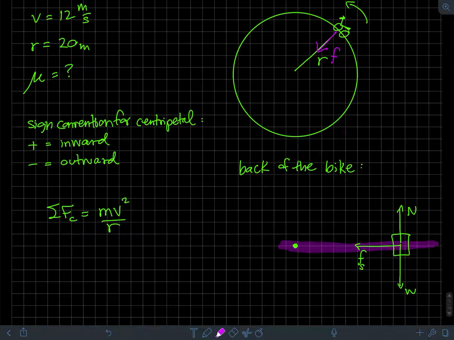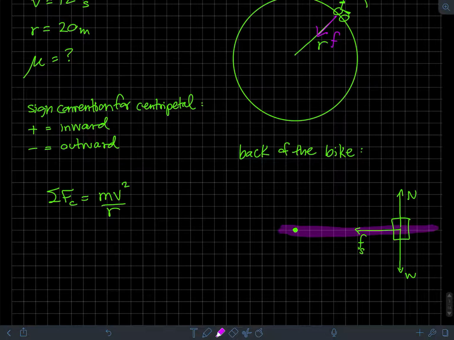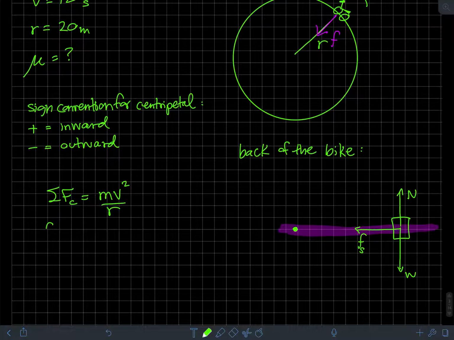All right, so let's look at our force diagram, and we're only looking at the forces along the horizontal axis, that is our centripetal axis. Here we've got just one force, and that's the friction force. So the static friction force, is it going to be positive or negative? Well, in this case it's going to be positive because it's pointing inward and not outward. All right, so we're going to put our friction force there.